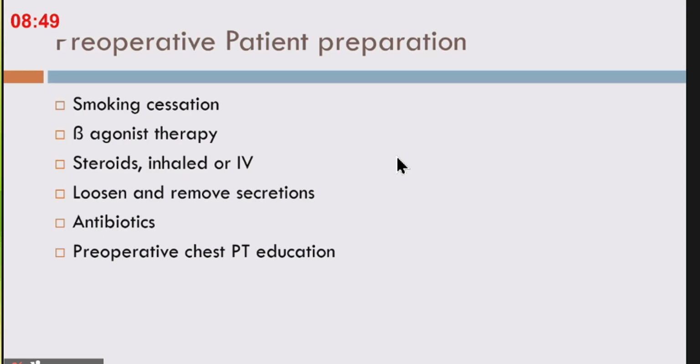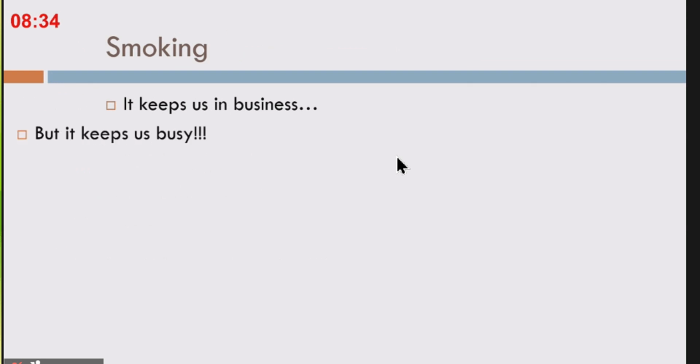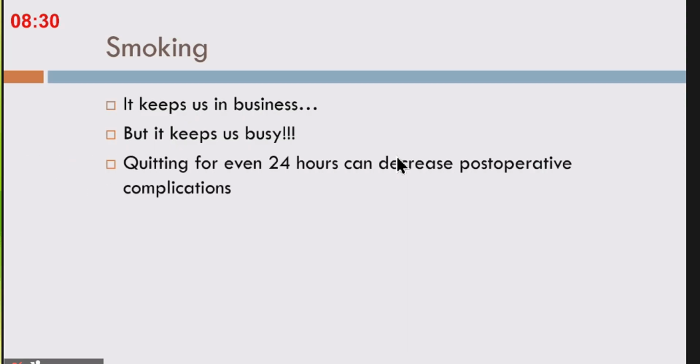See if you can loosen and remove secretions if possible. Antibiotics and pre-op chest PT education are all important for the preparation of these patients. Smoking, obviously, keeps us in business because everyone gets sick. Keeps us busy, but quitting even 24 hours can decrease post-op complications. So in the past, most people thought if you're not going to quit a week or 2 before, you should just keep smoking. But no, even 24 hours has shown benefit.